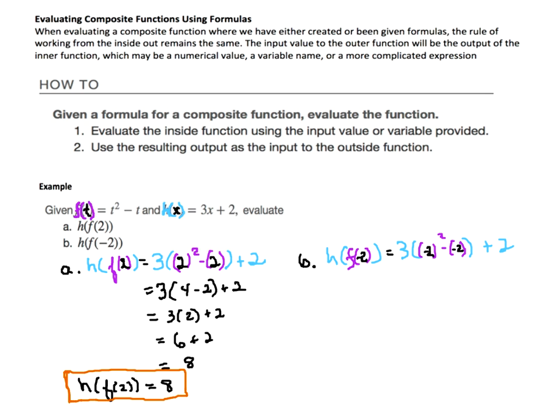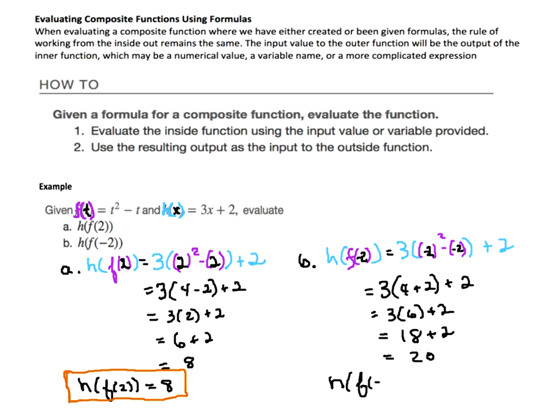Let's see what happens. Okay, so I have 3 times, well, -2 squared is still 4, except now I have a minus -2, so that's plus 2, and then plus 2 on the outside. So this is 3 times 6 plus 2, which is 18 plus 2, or 20. So h of f of -2 is actually positive 20.